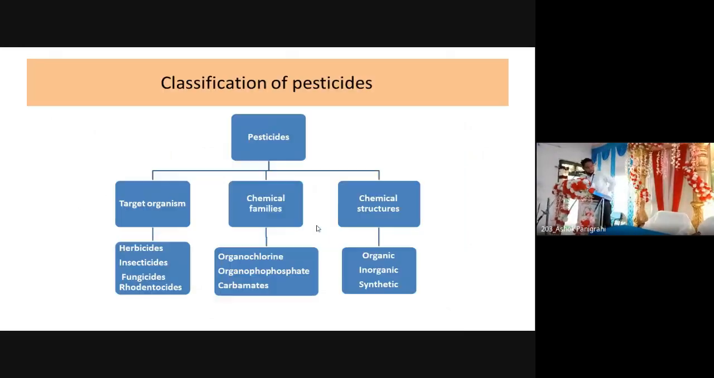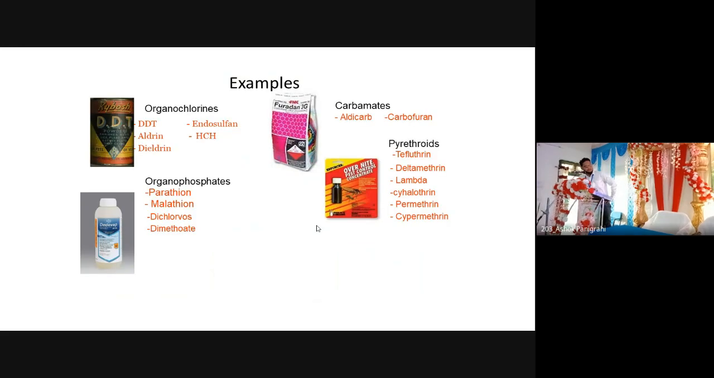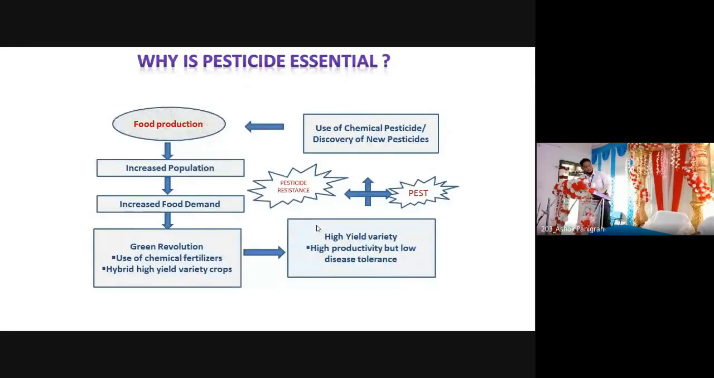Here you can see the classification of pesticides. I am not going into detail due to limited time. By target organism, it can be herbicide, insecticide, fungicide. By chemical family, there are three categories: organochloride, organophosphate, carbamate. By chemical structure, you can divide them into organic and inorganic. These are examples of some of the pesticides. For example, DDT is an organochloride. Now you can see why pesticide is essential. When there was famine, to meet the need, food production definitely had to be increased, and to increase food production, we used the technology of the green revolution, and we used pesticide.